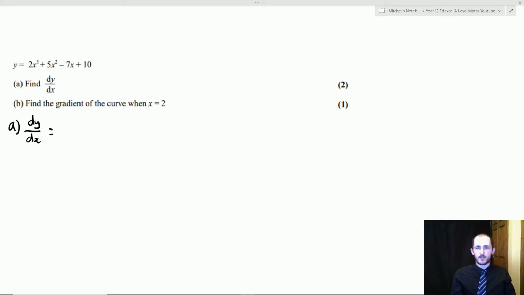So once again, we're going to bring the powers forward. So we have 2 × 3 x to the 2, plus 5 × 2 x to the 1. So again, we don't really write the 1.